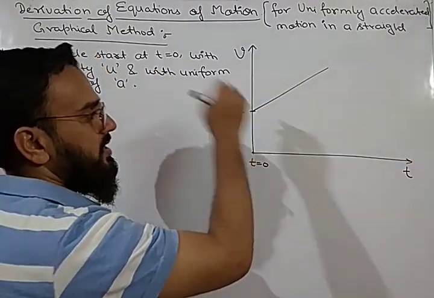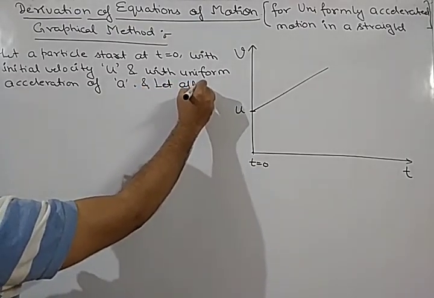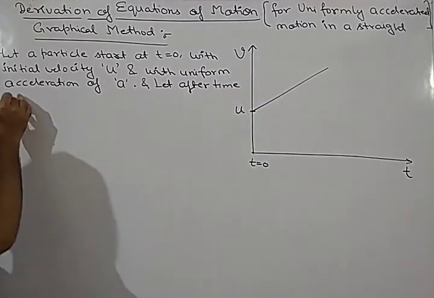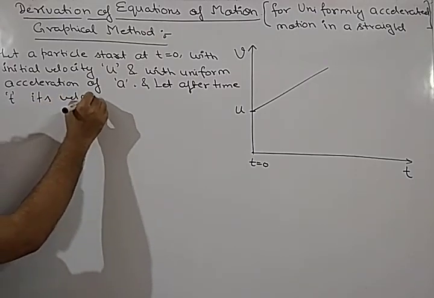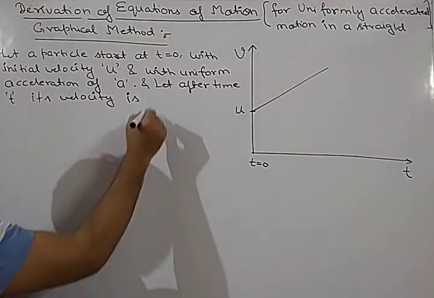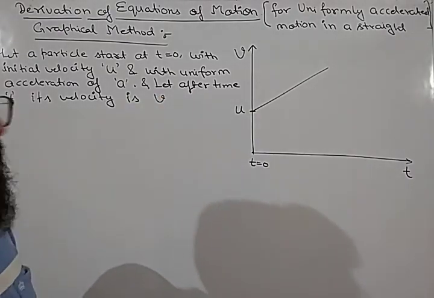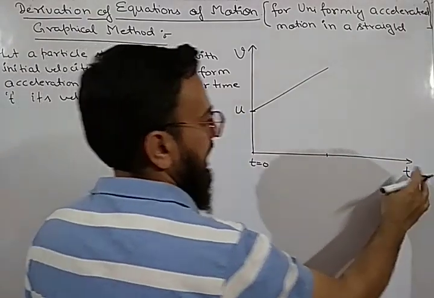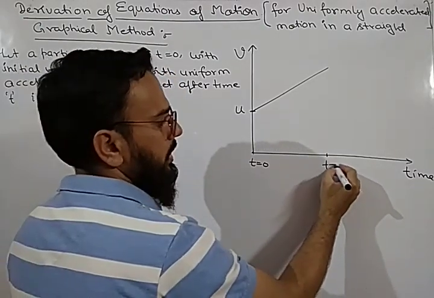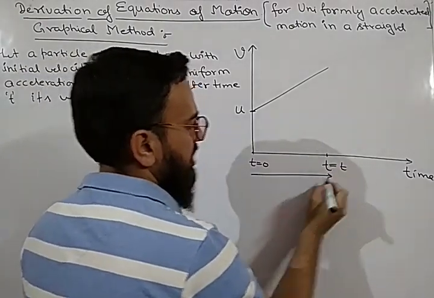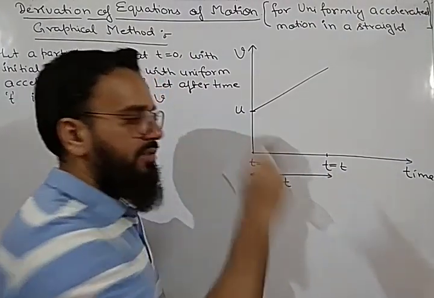So at t is equal to 0, its velocity is u, and let after time t its velocity is v. So after time t the velocity is v. Let us consider this time. This is the time axis and I am taking this time as t. This is t is equal to 0 and this is t is equal to t, which means the time interval is t minus 0, that will be t.